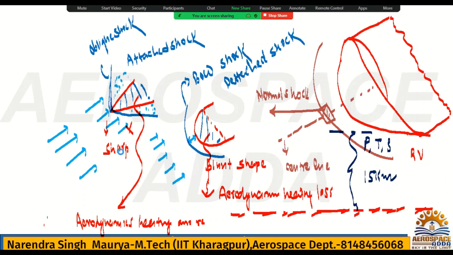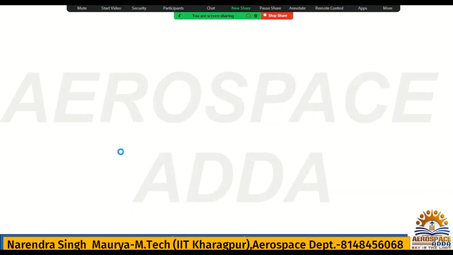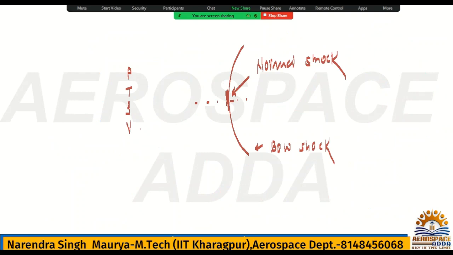What they have given, check. 1850 meter per second. At 15 kilometer you can calculate the pressure, temperature and density. That's all. This value they have given to us. So the velocity they have given 1850 meter per second. At 15 kilometer altitude, this is static pressure. At 15 kilometer altitude, this pressure, temperature and density you can calculate.